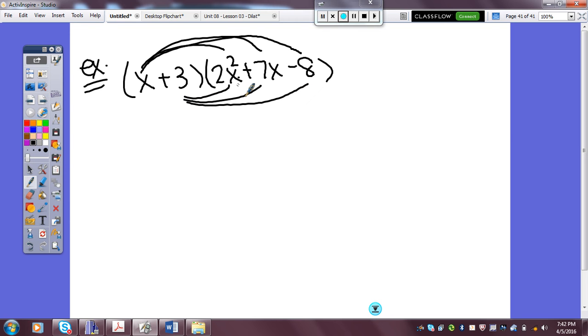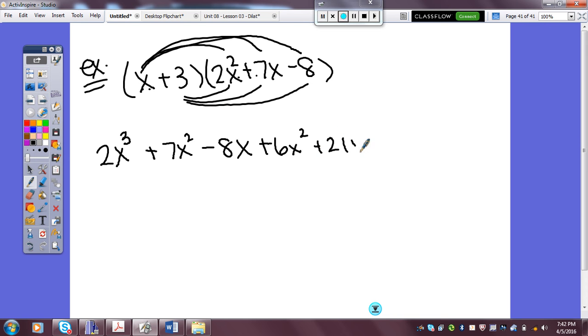So x times 2x squared is 2x cubed. X times 7x is 7x squared. X times negative 8 is negative 8x. So now I do the exact same thing with 3. 3 times 2x squared, 6x squared. 3 times 7x, 21x. 3 times negative 8, negative 24.